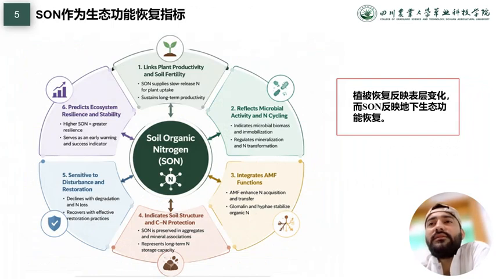Vegetation recovery is important, but it does not always indicate that the functions have recovered. Soil organic nitrogen integrates plant input, microbial transformation, AMF activity, and soil protection processes. Therefore, soil organic nitrogen provides a better indicator for long-term restoration.